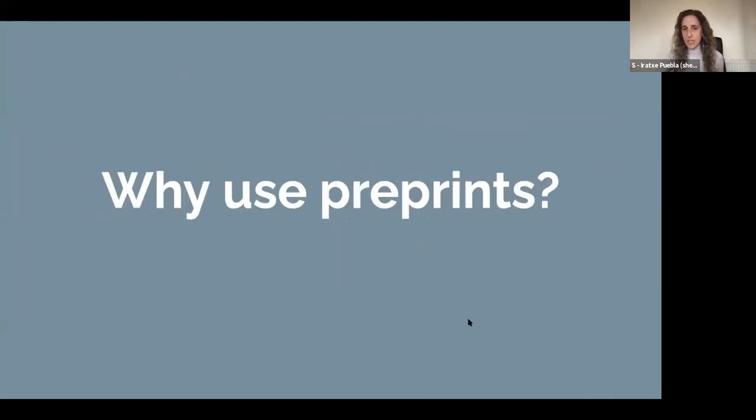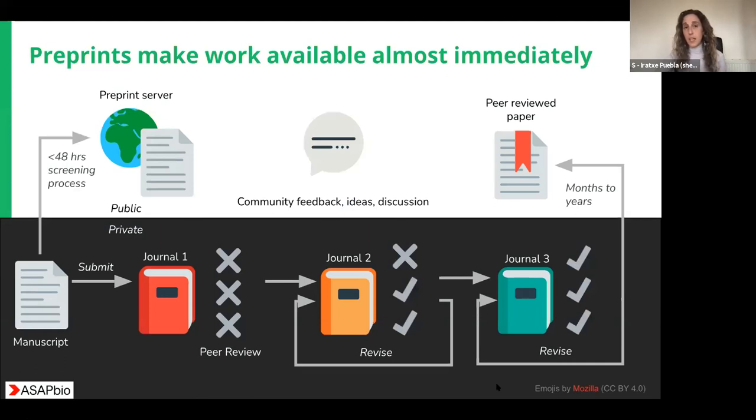So why are researchers choosing to use preprints? The first important benefit of preprints is the speed of dissemination. They allow you to make the work available almost immediately. If you're familiar with the journal publication process, you'll know that it can take weeks or months, and sometimes if it goes wrong, even years to go through the editorial process until the journal will publish the work and make it publicly available. And obviously sometimes you may get rejected and you have to submit to another journal and restart the clock, etc.